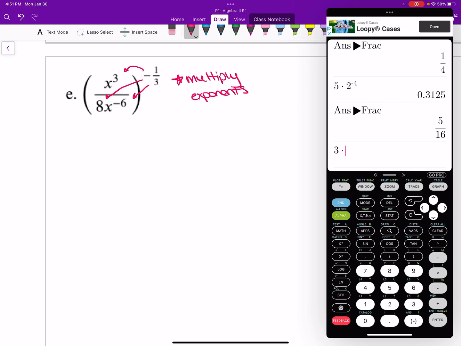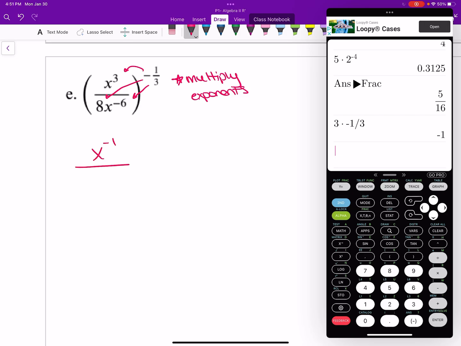So 3 times negative 1/3. You're going to get x to the negative 1. On the bottom, we're going to have 8 to the negative 1/3. I'm going to hold off on that one for a second. I'm just taking care of exponents right now. And then we have negative 6 times negative 1/3. Gets me x to the second.